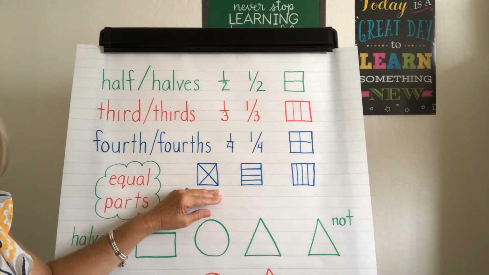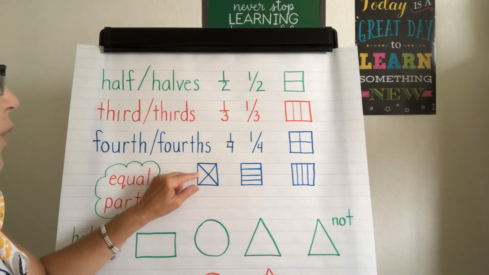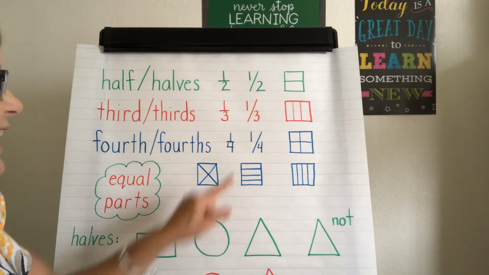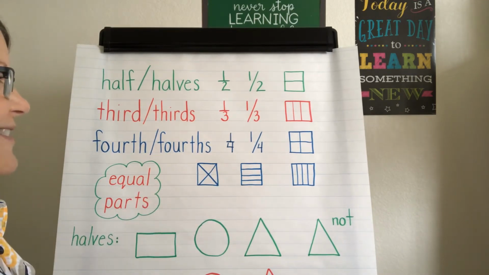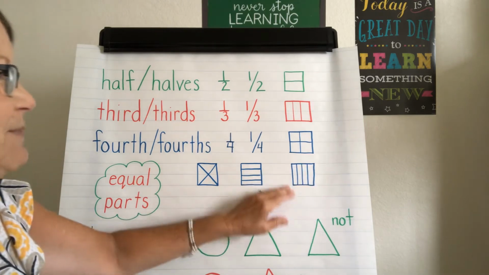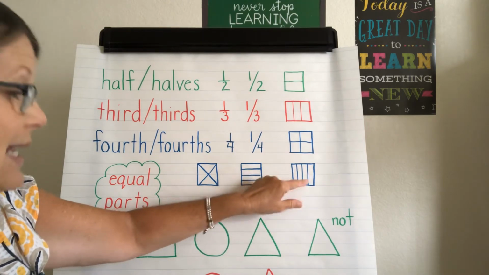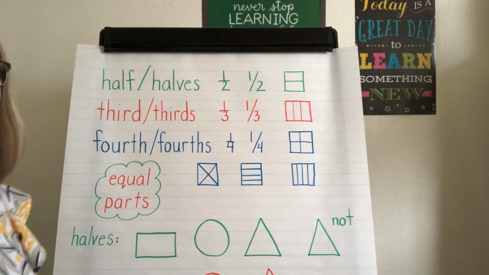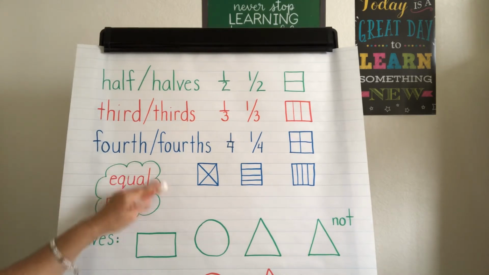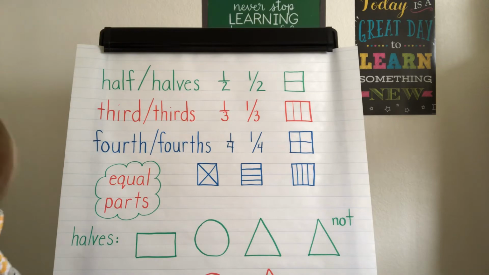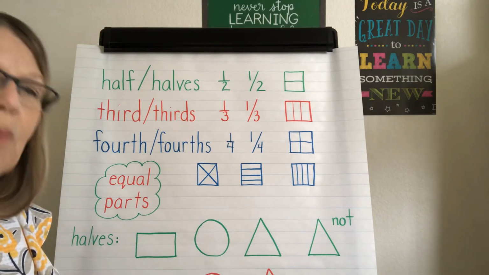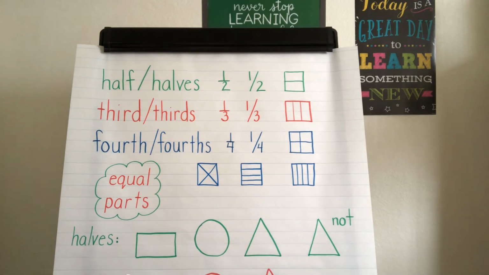Here's the same shape showing 4 equal parts. Remember, equal is the big word. Okay, let's do a little demonstration, and then we're going to get into more of this in 7-2.